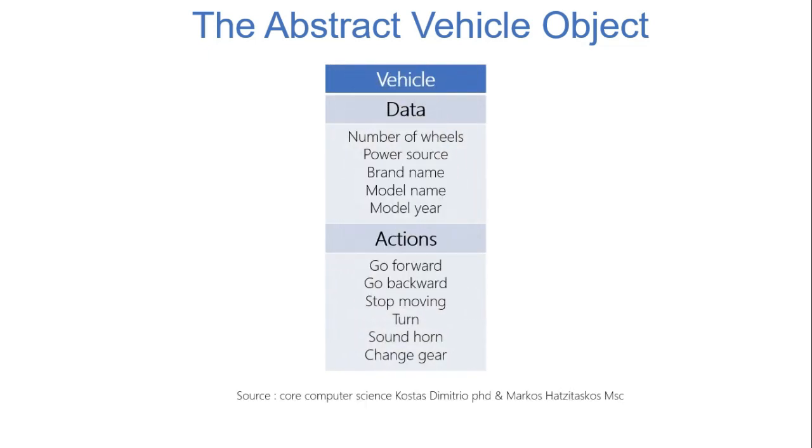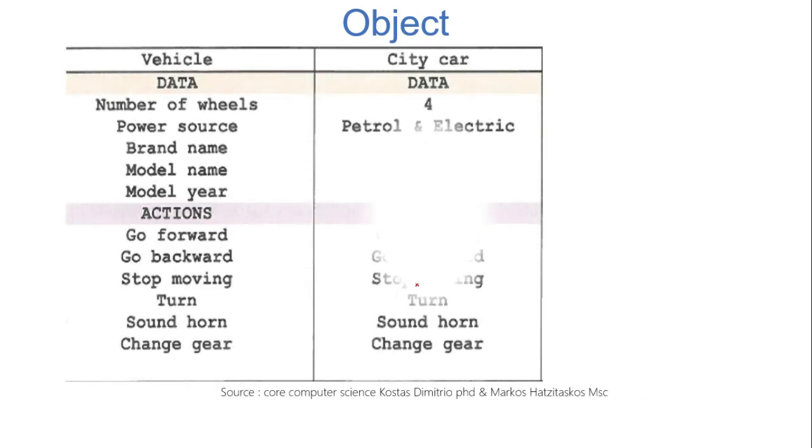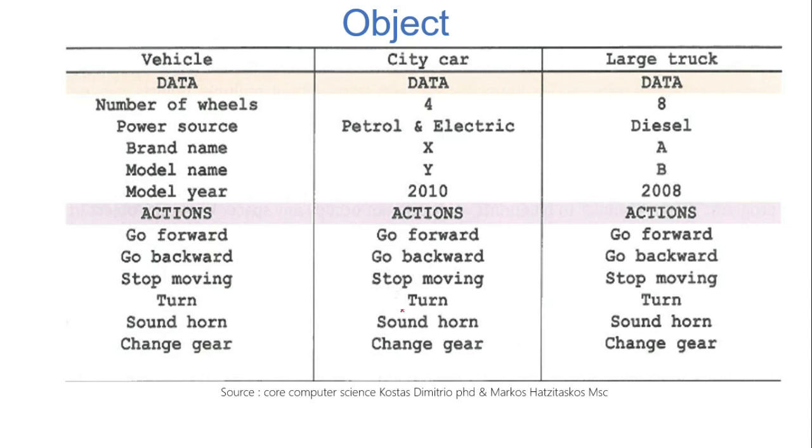All vehicles have the data and action presented in the abstract vehicle object. However, all the vehicles created in the world are not identical, since they can differ in any of their data or how they perform their action. Example, a small hybrid city car will have different data from a large truck. The action that these two vehicle objects can perform may appear the same to the user. Example, the driver presses down the accelerator pedal to go forward, but the mechanism may be different.